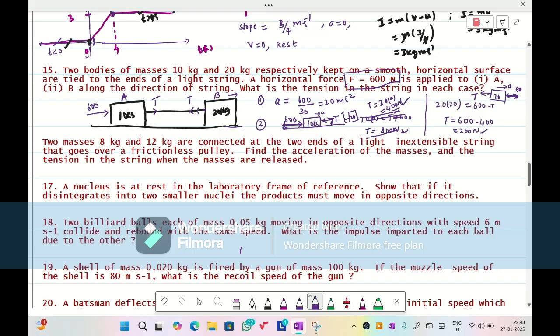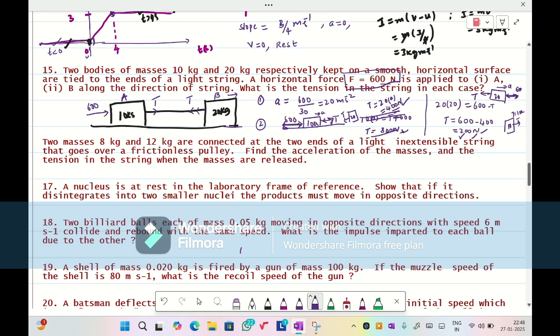So now T is equal to 200. Tension means the string should have the same tension, so 200. Now take the 10 kg body. In this case the 10 kg body is taken. So now on the 10 kg body T is equal to 10A. Right. So here A is equal to 20, and T is 200 newtons. So this is correct. So how much does T come? 200, not 400, not 800. I hope this is clear, once again I am telling.